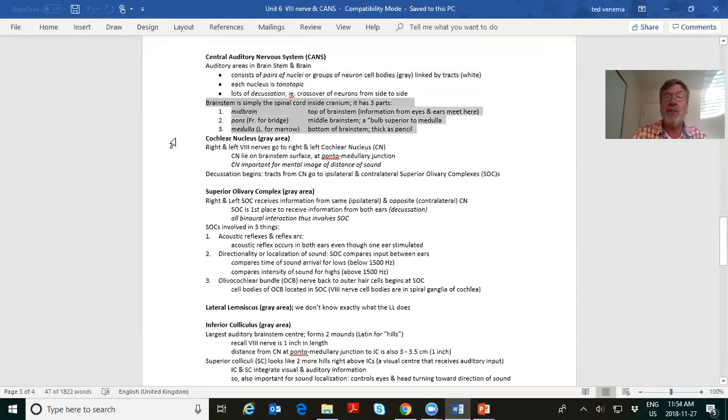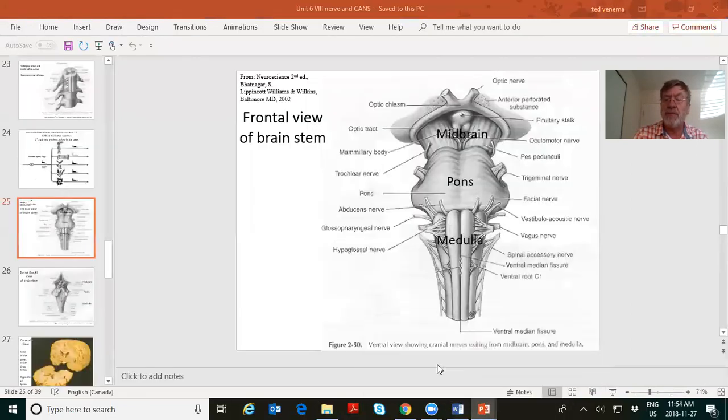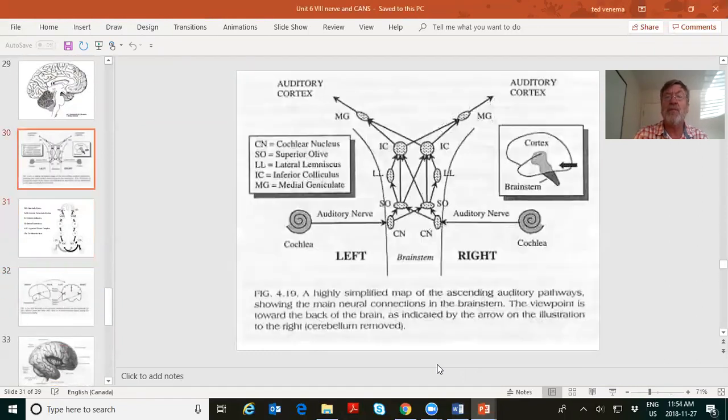So let's look at the very first pit stop. Oh, there you go. Eighth nerve, cochlea, cochlear nucleus. You're at the brain stem. As soon as you leave the cochlear nuclei, you have decussation. So the superior olivary complexes are the first pair of gray, unmyelinated cell body gangs of nuclei. They are the first pair that receives input from both ears.